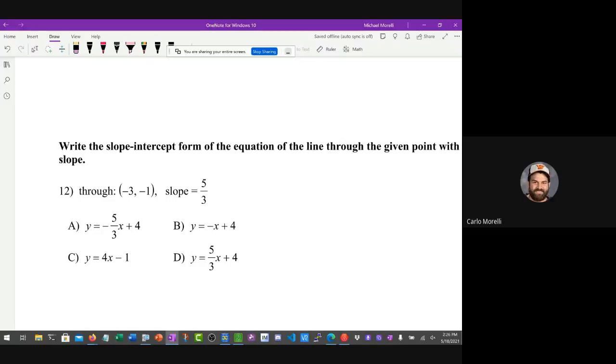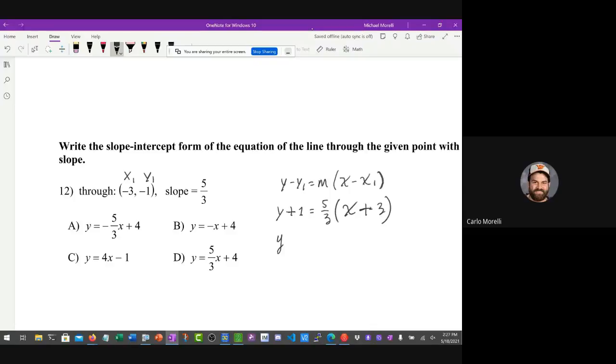Now we're given a point and a slope. You need to label this point x1, y1, and you need to remember this point slope formula. Y minus y1 equals m, open parentheses, x minus x1, and you just plug in your numbers. Y minus y1, well, that's y minus negative 1 equals m, which is 5 over 3. Open parentheses, x minus x1, well, x minus negative 3. So these both become plus signs, makes the math a lot easier.